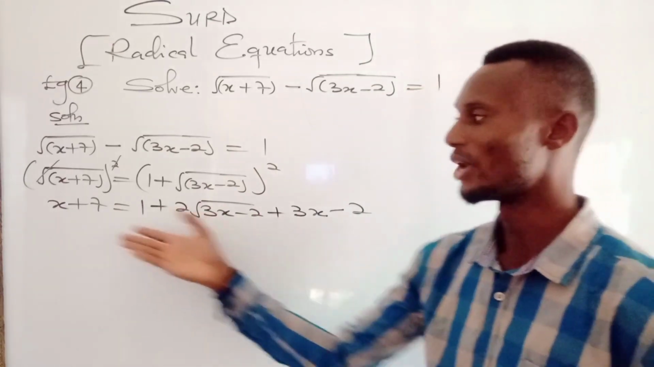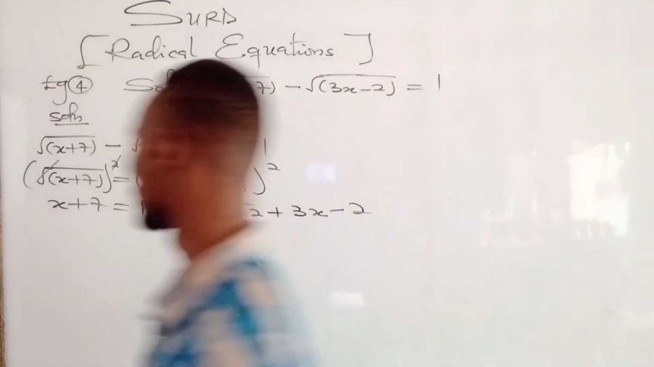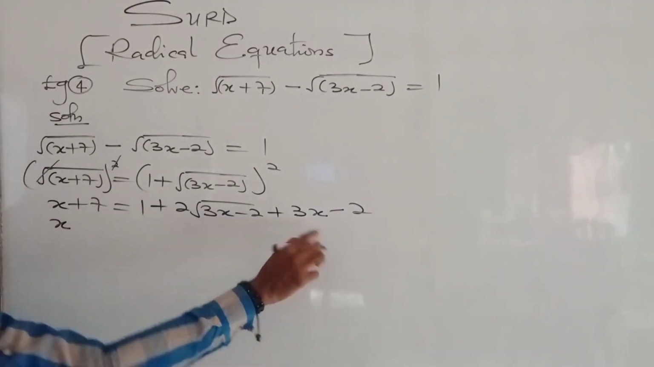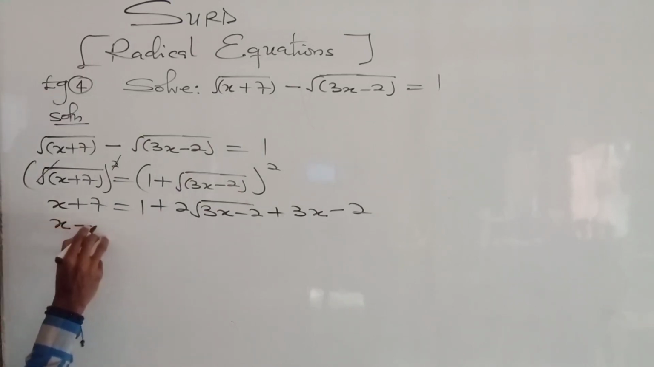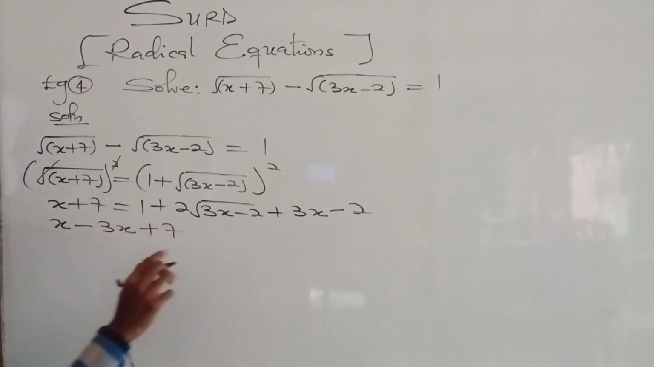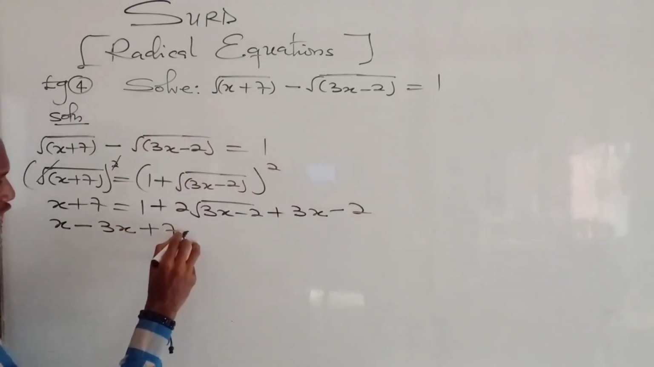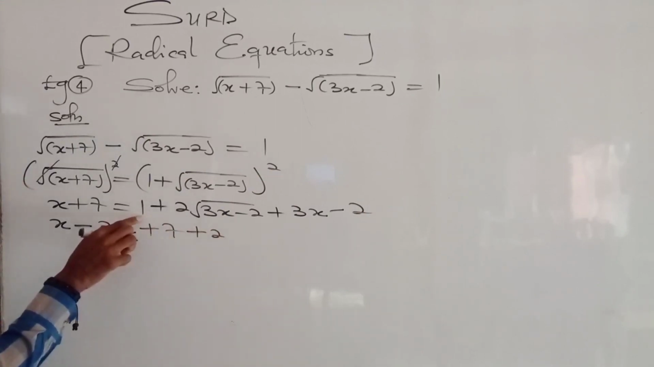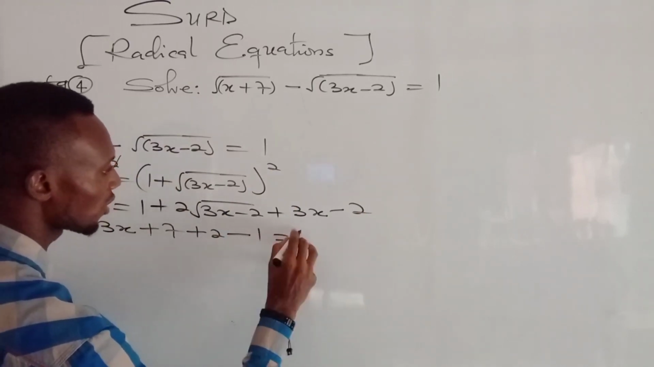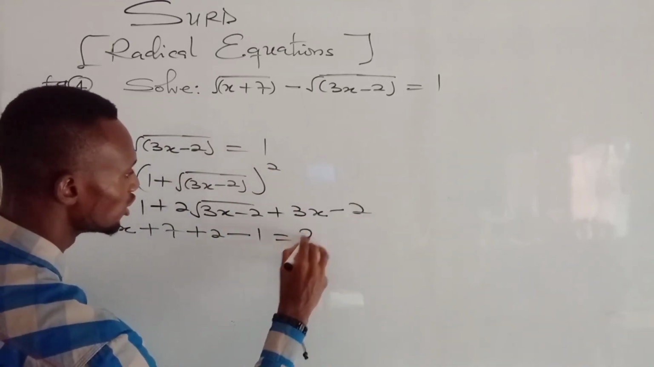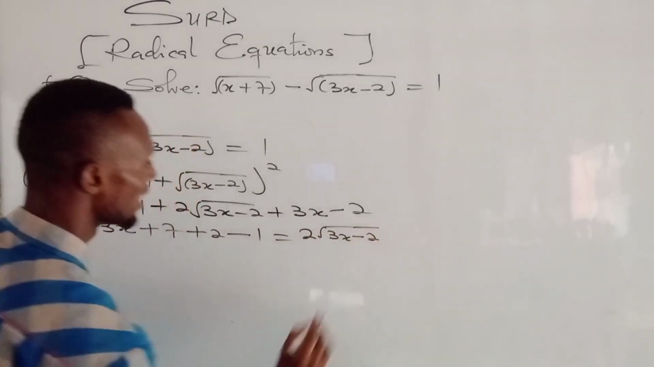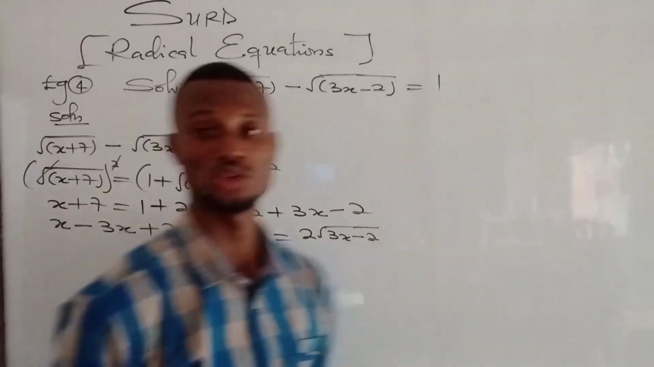From here we need to group like terms. So I'll maintain my s, which is here. Then this positive 3s will cross the equal sign to come and join it, so it will become minus 3s. Then I'll bring my plus 7, which is here. Then this minus 2 will cross the equal sign to come and join it, so it becomes plus 2. Then this positive 1 will also cross the equal sign to come and join it, so it becomes minus 1. Equals to, what I have left at the right hand side will be 2 root 3s minus 2. I hope you agree with me up to this point.